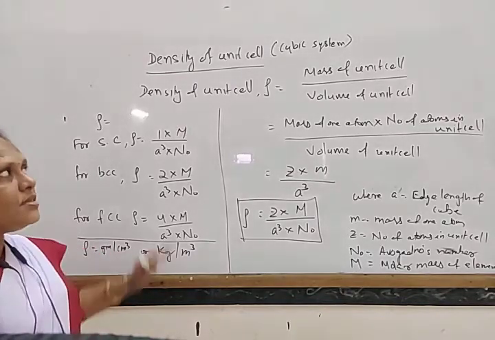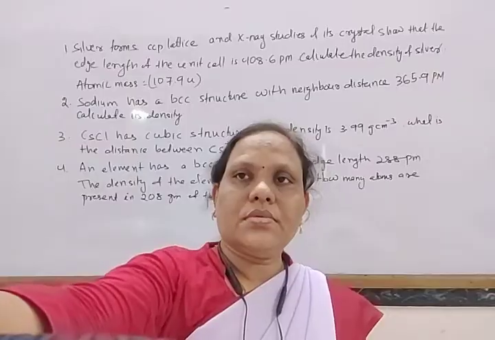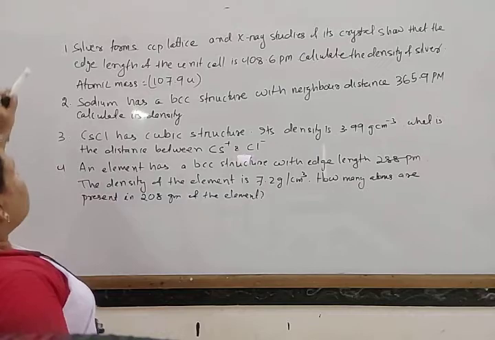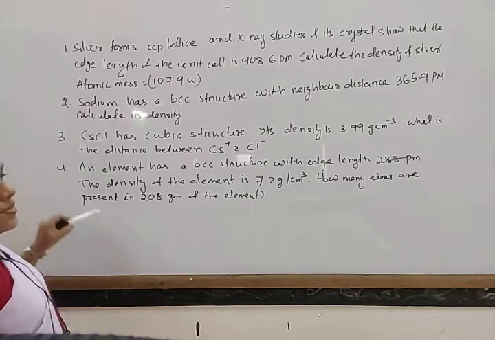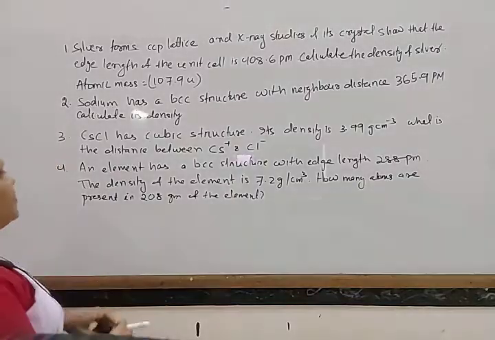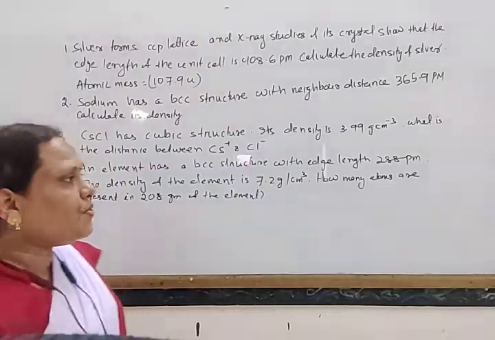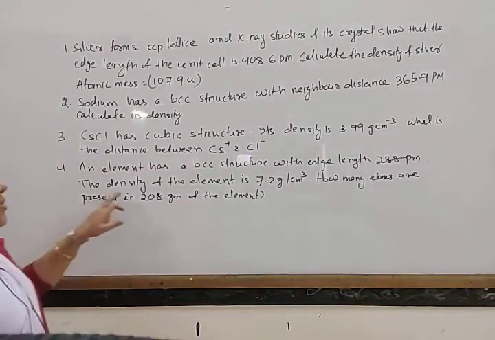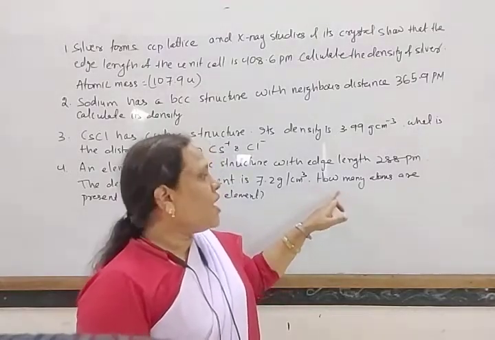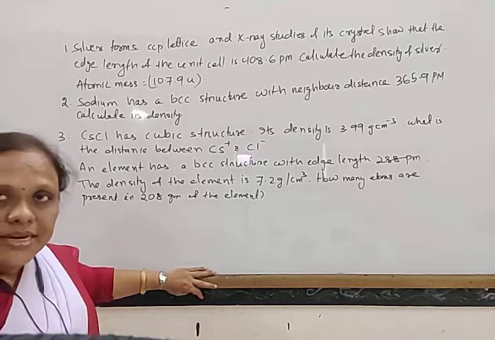Let us solve some problems. Let us solve these questions, starting from question number 4. An element has a BCC structure with edge length 288 picometer. The density of the element is 7.2 gram per cm cube. How many atoms are present in 208 gram of the element?